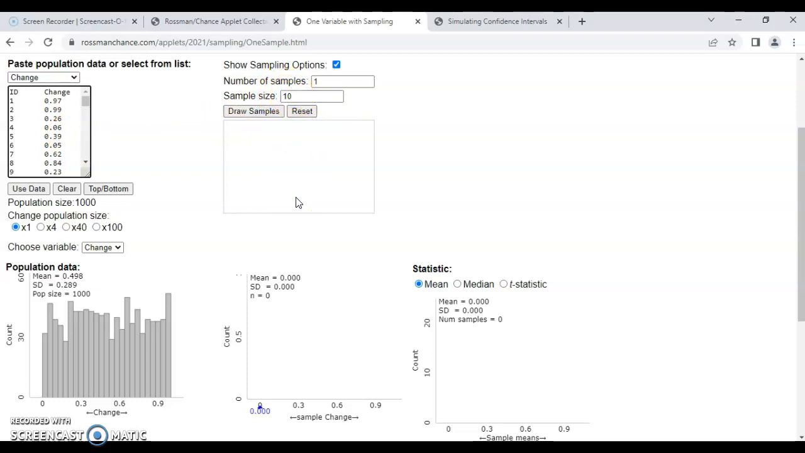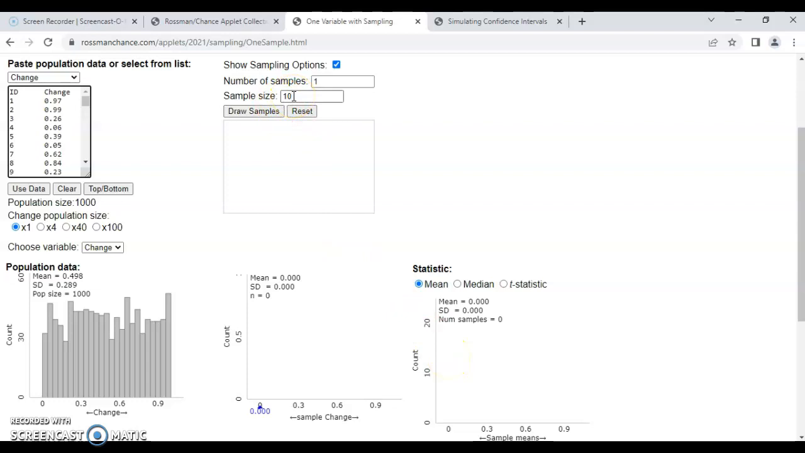And what the software is going to do for us, it's going to put our current sample here, so we can take a look at that, and then it's going to collect the sample means over here, right? For each of the samples that I take, it's going to collect the sample mean and put that here. What we're going to do is just take a bunch of samples, and we're going to end up building the sampling distribution for the average amount of change, the sample average amount of change that these people had. We'll take a look at what that looks like.